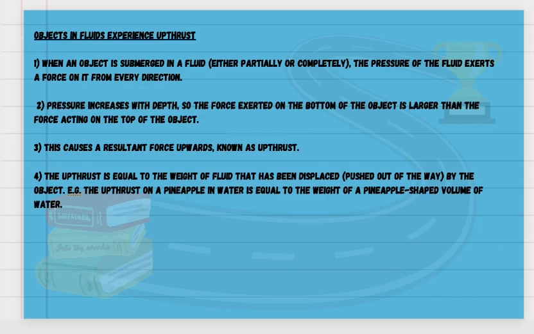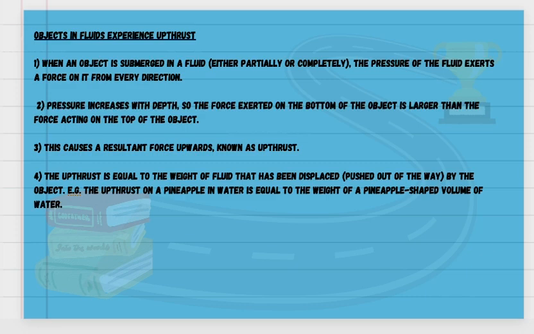Pressure increases with depth, so the force exerted on the bottom of the object is larger than the force acting on the top of the object. This causes a resultant force upwards known as upthrust.